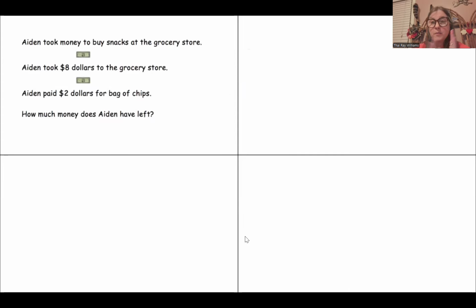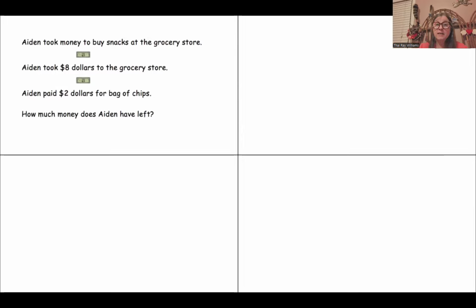All right, for this next part, this is what we're going to do. I am going to read to you a word problem. And then after I read the word problem, you are going to determine what type of problem it is. Is it a group word problem? Is it a compare? Is it a change subtraction? Or is it a change addition? And here is our first word problem.